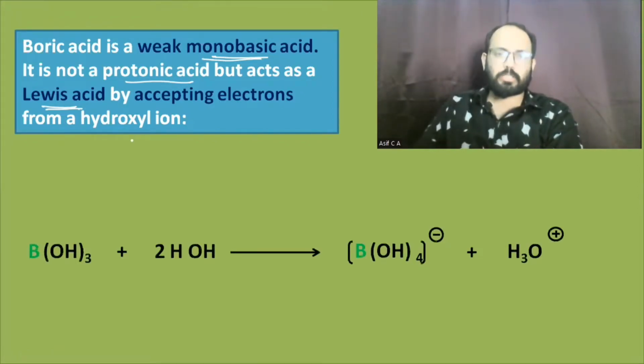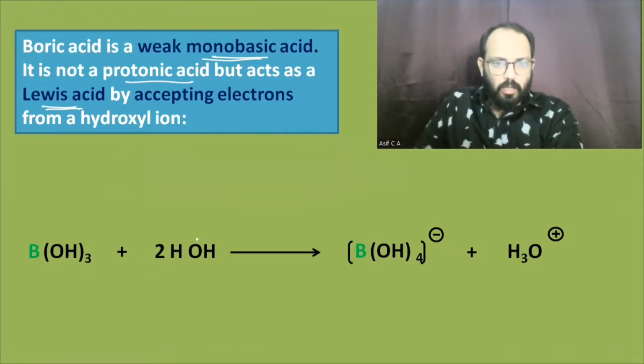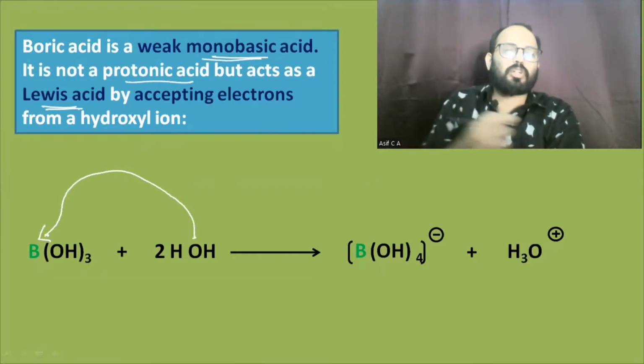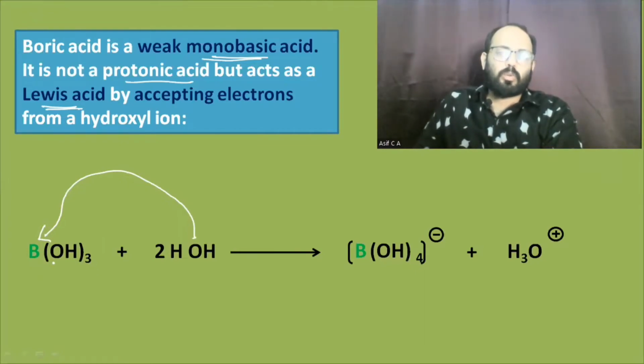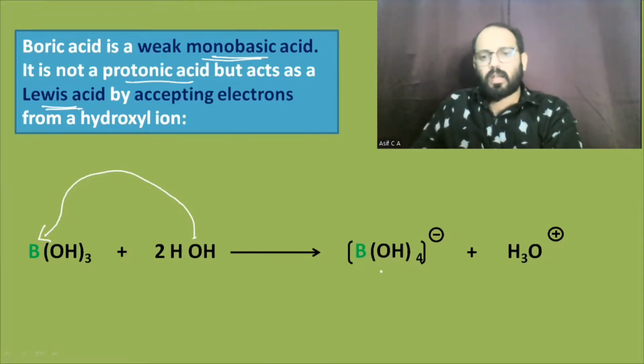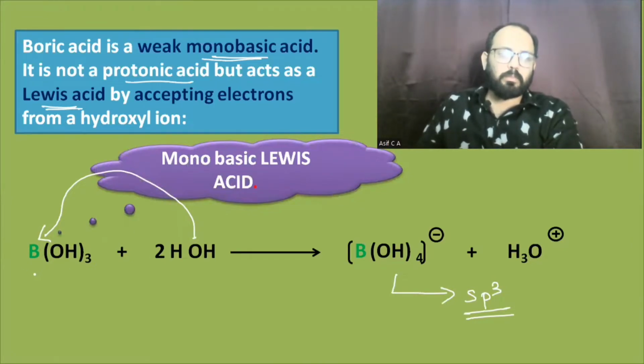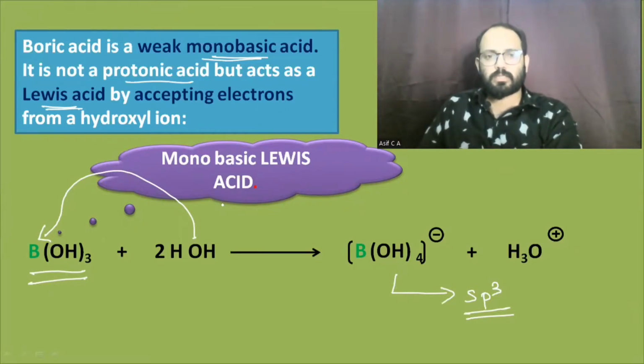We'll see the reaction. Orthoboric acid hydrolyzes. Look at that. Water is there, and OH minus is donating the electron pair to the weak Lewis acid boron. So it is accepting the electron pair and forming B(OH)4 minus. You know this tetrahedral compound with sp3 hybridization, we have already studied. So we can say that this B(OH)3, that is boric acid, is a weak monobasic Lewis acid.